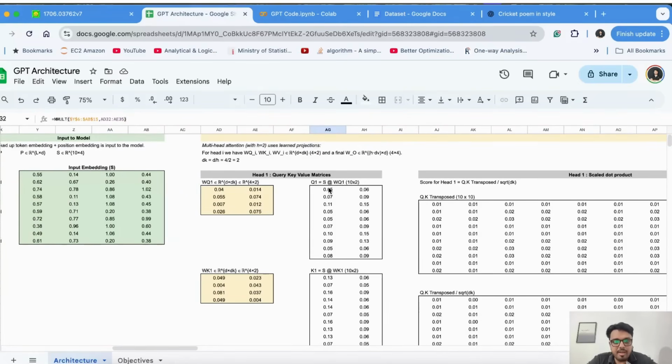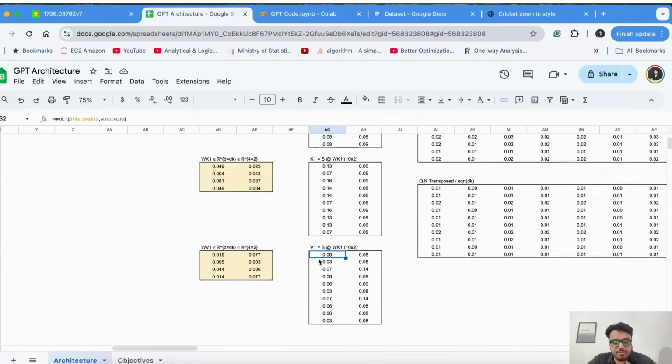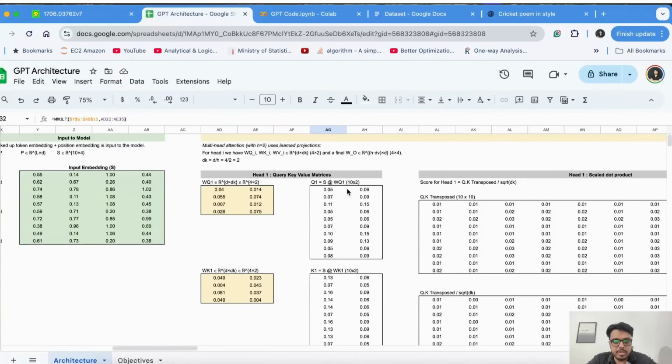So once we have Q1, K1 and V1, right? Each of them is a matrix of dimension 10 cross 2. Why? Because we have a 10 cross 4 matrix multiplied by a 4 cross 2 matrix. So that eventually gives us a 10 cross 2 matrix.